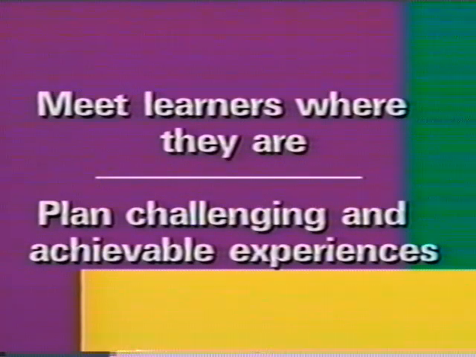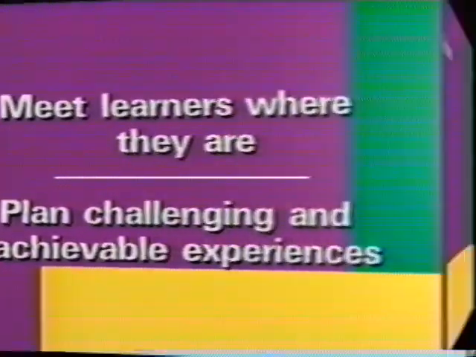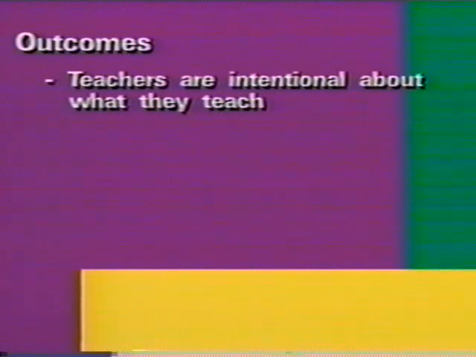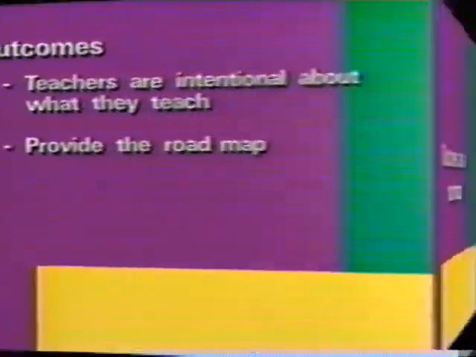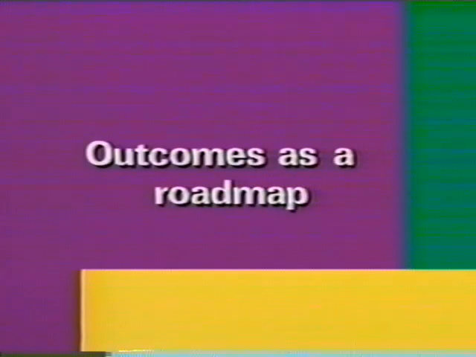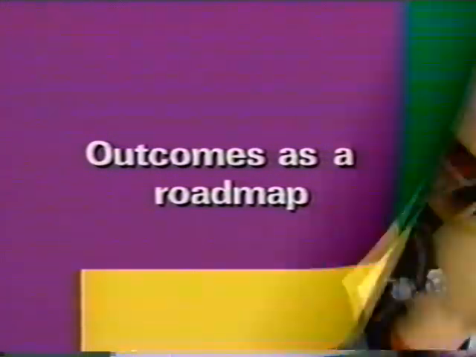We have looked at meeting learners where they are and planning challenging and achievable experiences for them. We also need to determine what we want the children to achieve. This is where outcomes come in. Teachers need to be intentional in what they teach, and outcomes provide the roadmap to do that. Let's visit another classroom. Here we will see how Gertrude Woods uses outcomes as a roadmap for making decisions about what she is going to teach.